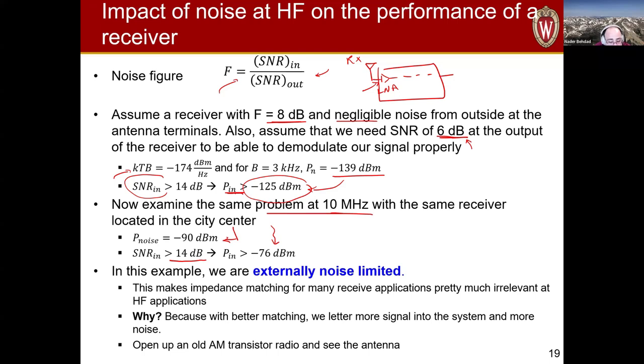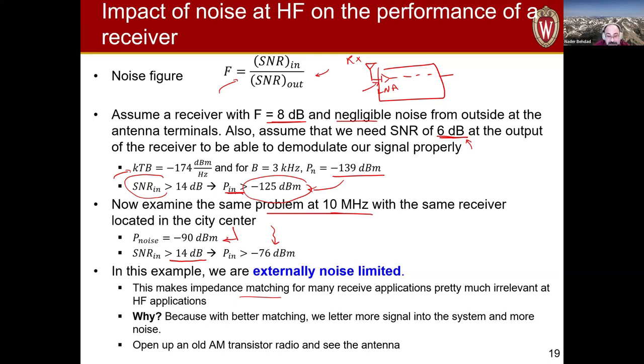The consequence of this is that it makes the task of impedance matching for many receive applications at HF frequencies pretty much irrelevant in our antennas, because when we design antennas that have better and better impedance matching, we are letting more noise come from the external environment into our system. So there's basically a level of impedance matching for receiving antennas that we need to have, but beyond that, we're not going to get any improvement in the receiving system.